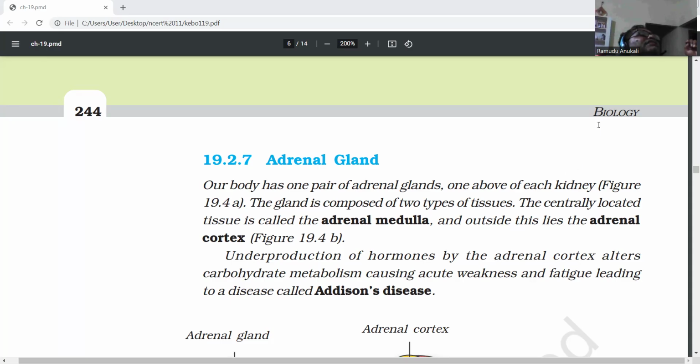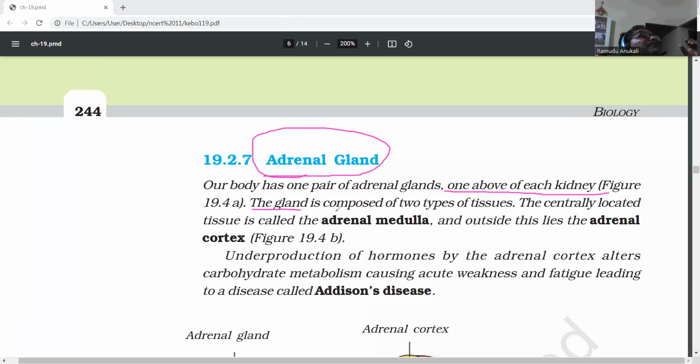Today we are going to discuss the adrenal gland. Two adrenal glands are present in the human body, on either side at the top of the kidneys. Each one is present above the kidney.